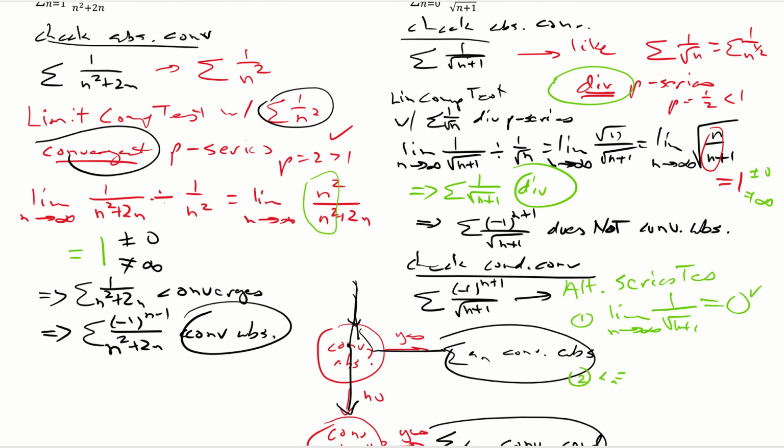2, a sub n is 1 over the square root of n plus 1, but 1 over the square root of n plus 1 is a sub n plus 1. That's the very next term, right? So I'm checking to see if it's decreasing, and since the denominator is bigger in the next term, it is smaller, so it's definitely decreasing, all right? So what's the conclusion here? Well, this implies the series (-1)^(n+1) over square root n plus 1 converges.